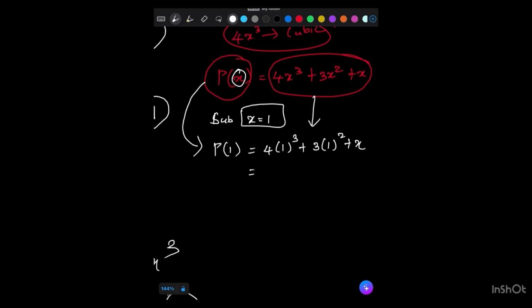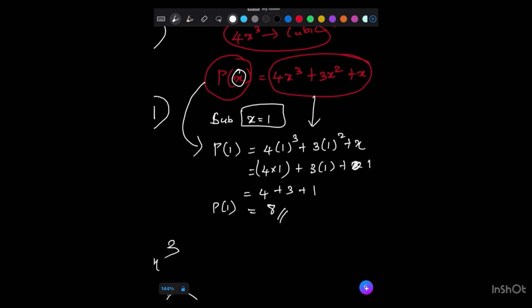So 1 cube will be 1, right? So 4 into 1, plus 1 squared is also 1, right? Sorry, here it will come 1. So 4 plus 3 plus 1 is equal to 8. So p of 1 is equal to 8.